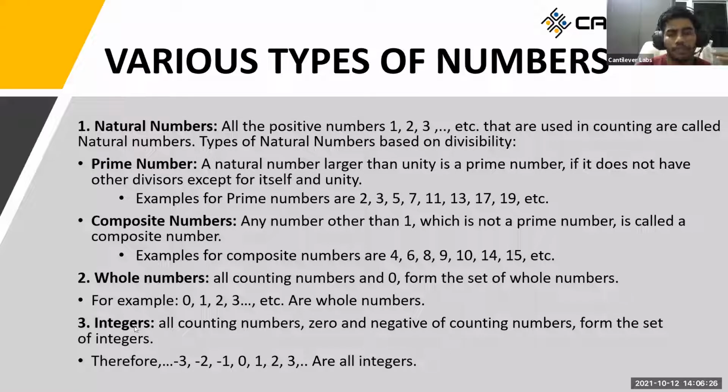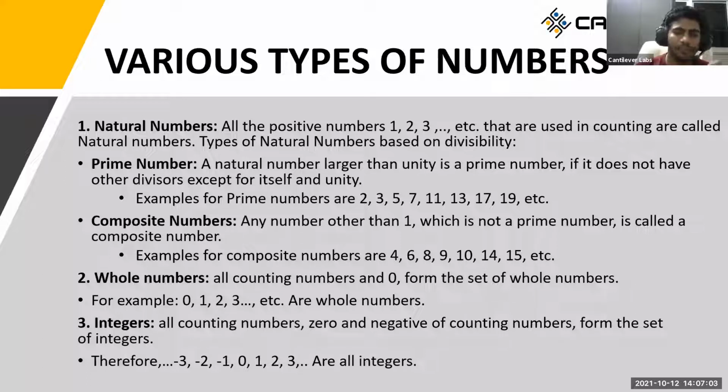So in accordance to divisibility, a prime number is basically a natural number which is greater than 1 and does not have other divisors except for the number itself and 1. For example, the prime numbers are 2, 3, 5, 7, 11, 13. Next comes composite numbers. Any number other than 1 which is not a prime number is a composite number. So essentially a composite number has more than two factors, that is the number itself and 1. Apart from that, they have more factors, and usually a composite number can be expressed in terms of the product of various prime numbers.